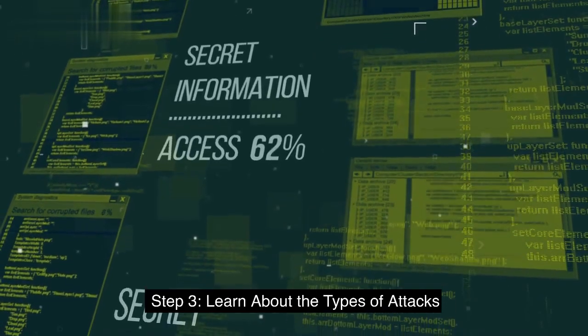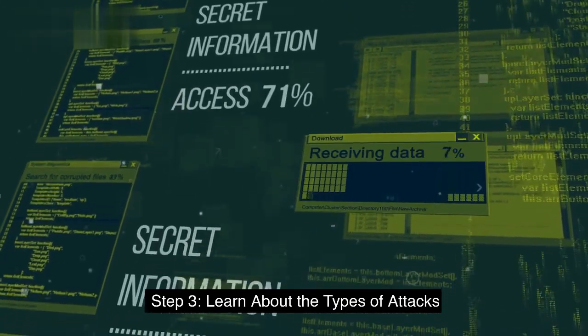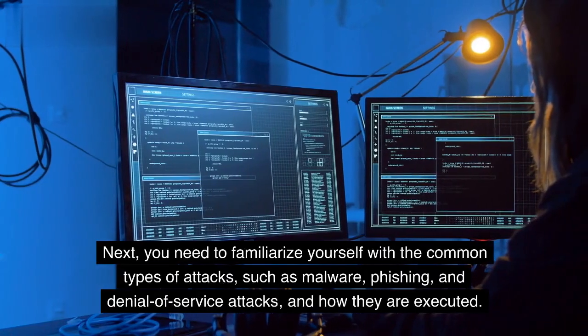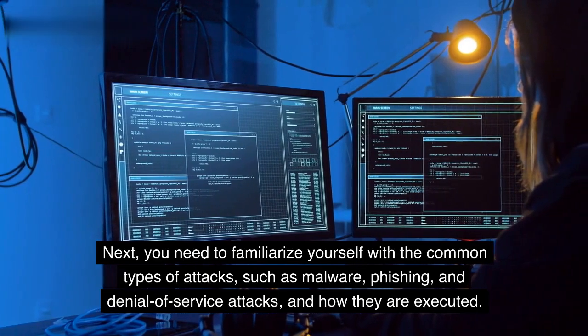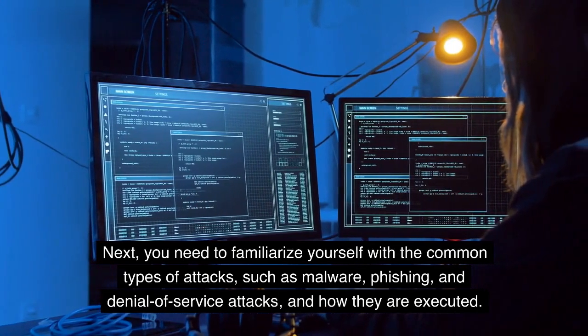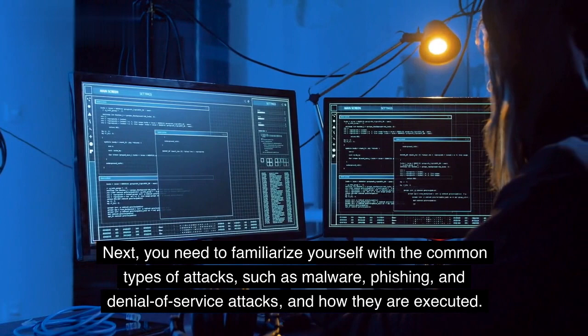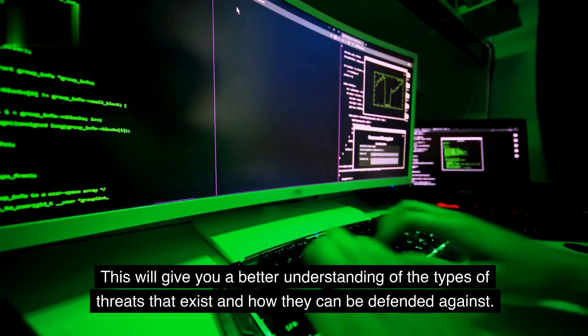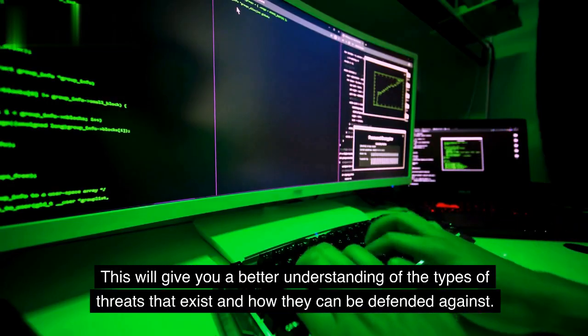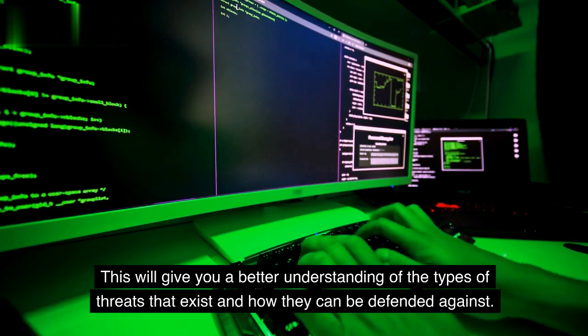Step 3. Learn about the types of attacks. Next, you need to familiarize yourself with the common types of attacks, such as malware, phishing, and denial of service attacks, and how they are executed. This will give you a better understanding of the types of threats that exist and how they can be defended against.